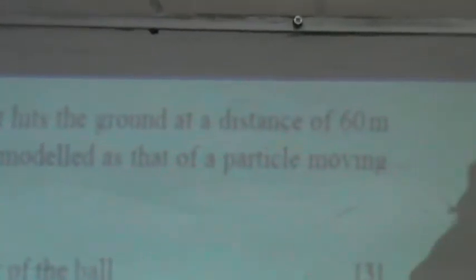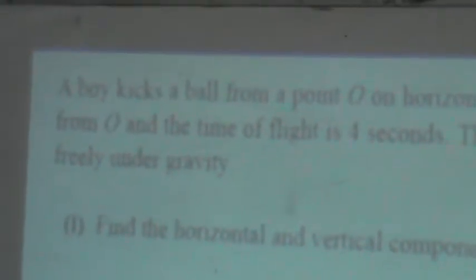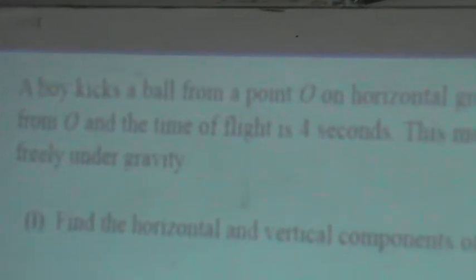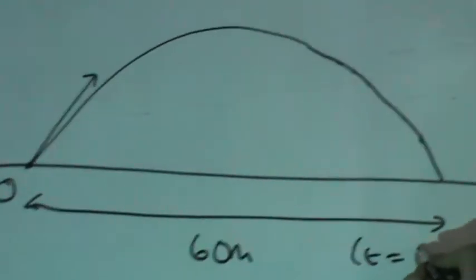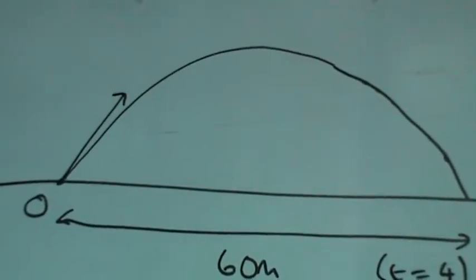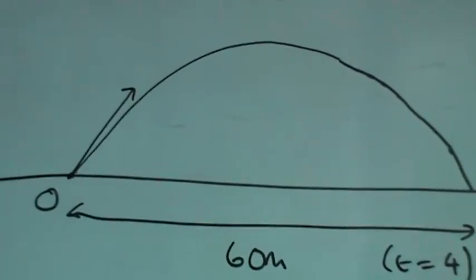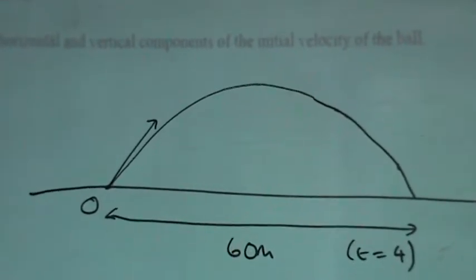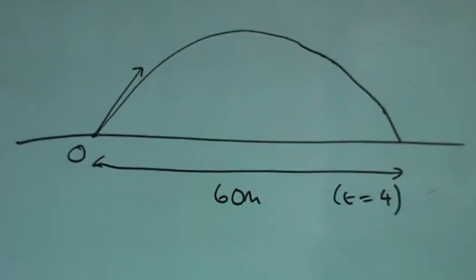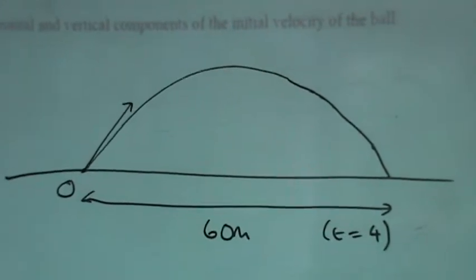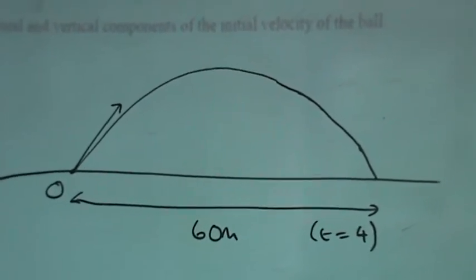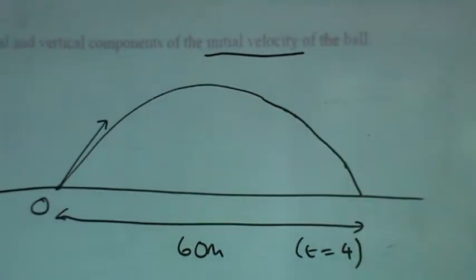So the ball first hits the ground a distance of 60 meters away. So we know that this distance here is 60 meters, okay? It says it sets off from a point O on the horizontal ground. And the time of flight, so I'm just going to write, the time of flight is 4 seconds, so I'll keep myself organised. The motion of the ball is modelled as a particle, so we can do our projectile stuff, moving freely under gravity. Find the horizontal and vertical components of the initial velocity of the ball, okay? So we want the initial velocity.